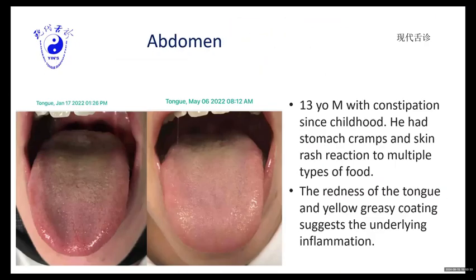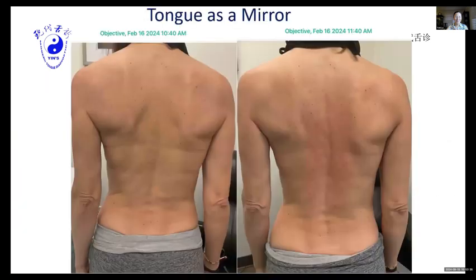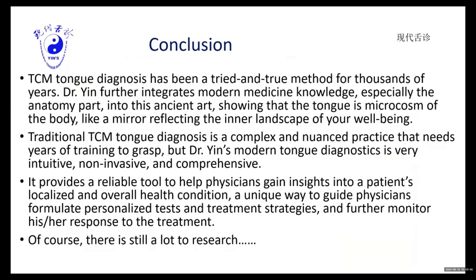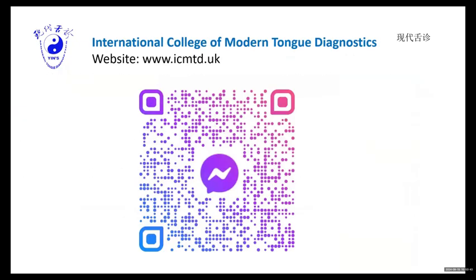Sure, go ahead. What are some of your favorite tongues to diagnose and treat? Like, what are your favorite tongue presentations and conditions to treat? The favorite, you mean which pathology, for example, like insomnia or gut issues or those kinds of things? Yeah.